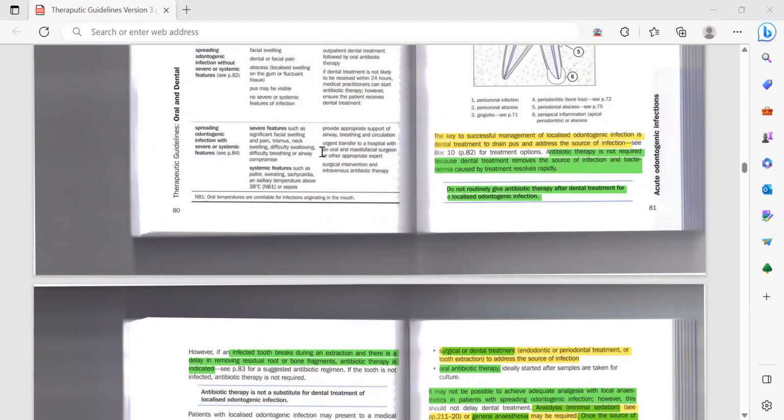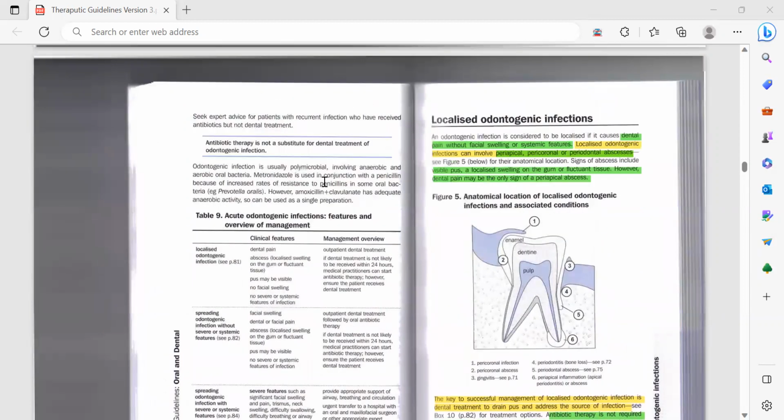So you need to refer your patient urgently to a hospital that has an oral and maxillofacial surgeon in it. Okay, because the treatment for this one would be surgical intervention and intravenous antibiotic therapy. And for checking the temperature, temperatures are unreliable for infections originating in the mouth. So you need to check the axillary temperature.